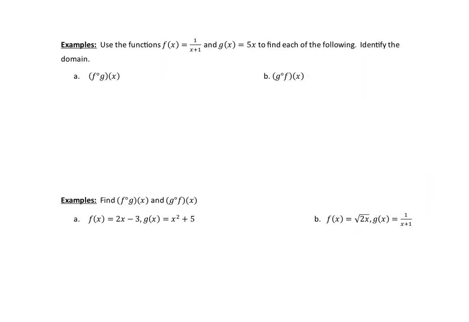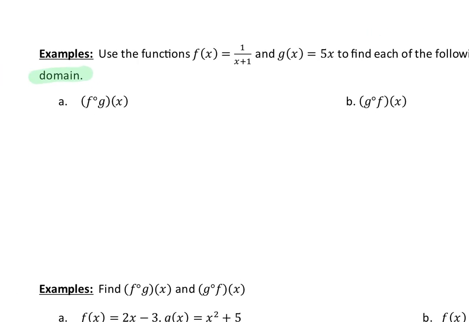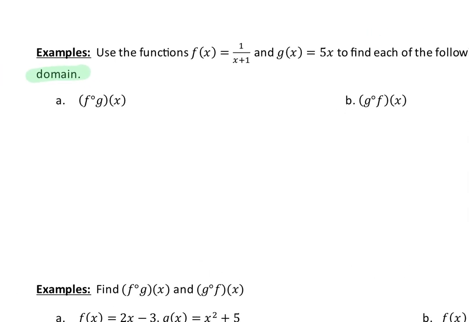All right, we're going to deal with a little bit more complicated examples here. And we're just going to go ahead and find the composition of functions. And the main thing that we do want to do with these ones is we are also wanting to identify the domain. All right, so for the first one, we have f of x equals 1 over x plus 1, and we have g of x equals 5x.